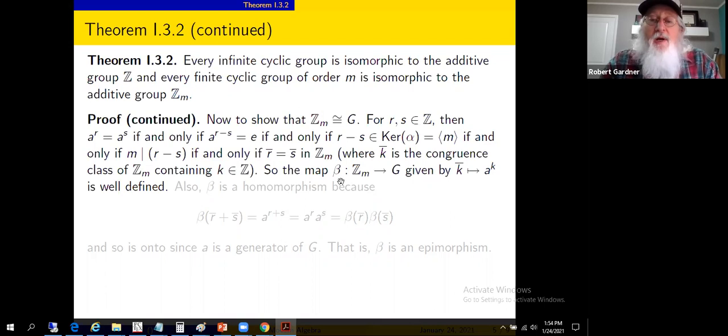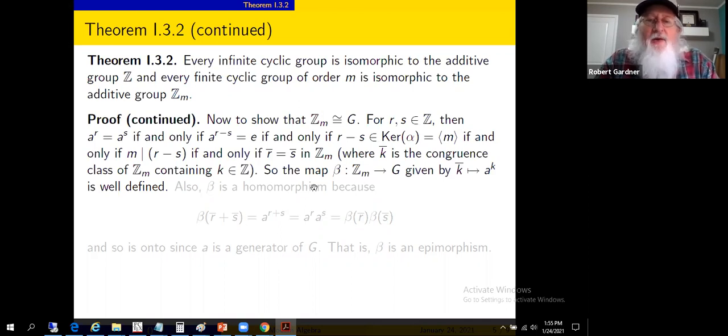So let's define beta mapping Z sub m into G, right? We need to shift the conversation from the integers to the integers mod m. So now we need to map equivalence classes instead of integers themselves. But we'll take the mapping beta that takes equivalence class k bar and maps it to a to the k power in group G. This is well defined. Yeah, that's what we just showed.